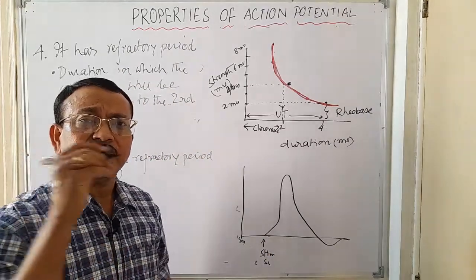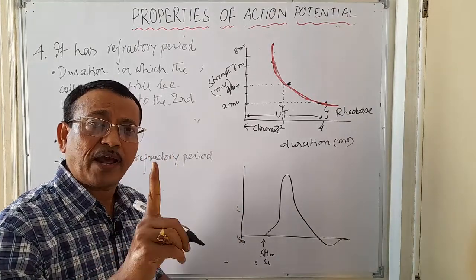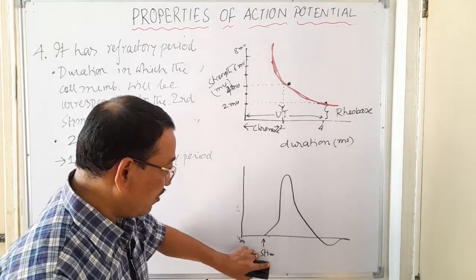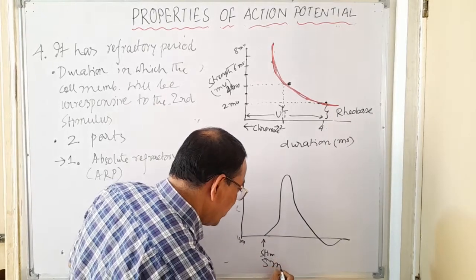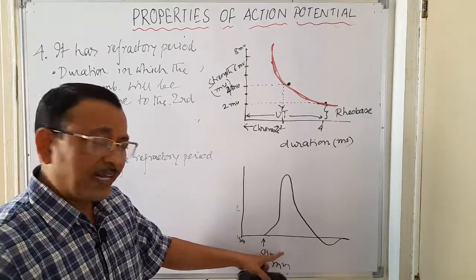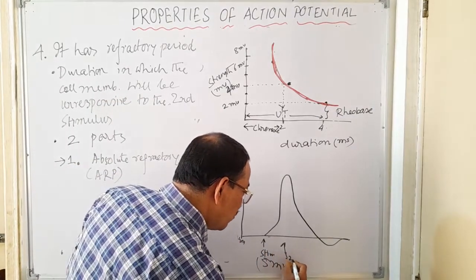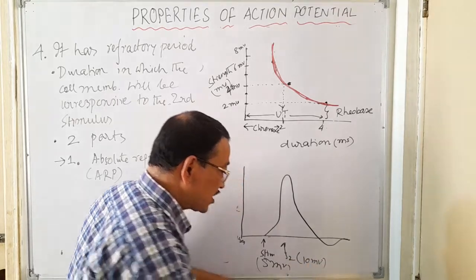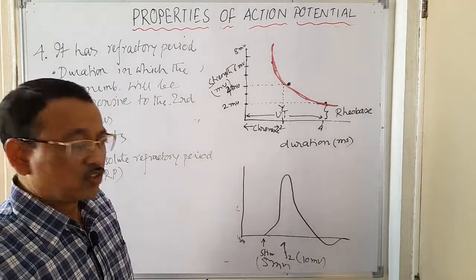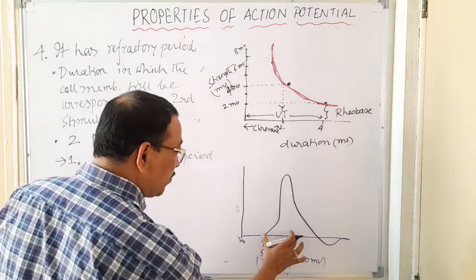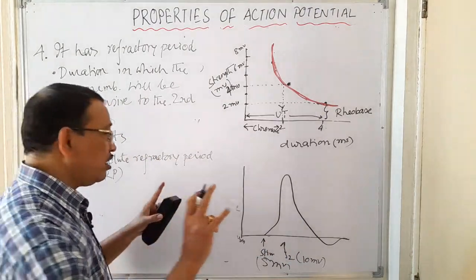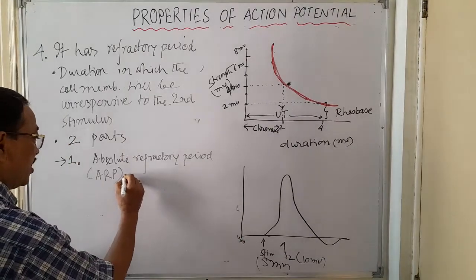Even if we increase the strength of the second stimulus, for example, this threshold stimulus is 5 millivolt, which is able to induce the action potential. If we apply the second stimulus S2 with maximum strength of 10 millivolt, even then no action potential will be generated. So this is the period in which even if the strength of the stimulus is increased, it will remain unresponsive.